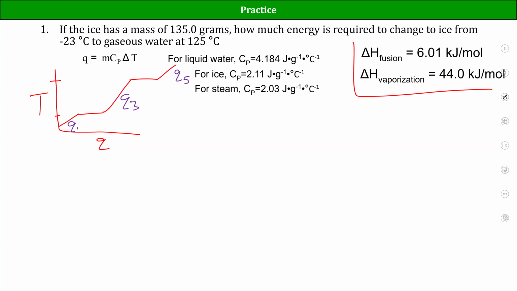You had it the second time, Luciana. Yeah, the mass is gonna stay the same. Right, it's the same 135.0 grams of water the whole time. It's just, is it ice? Is it liquid? Is it gas?